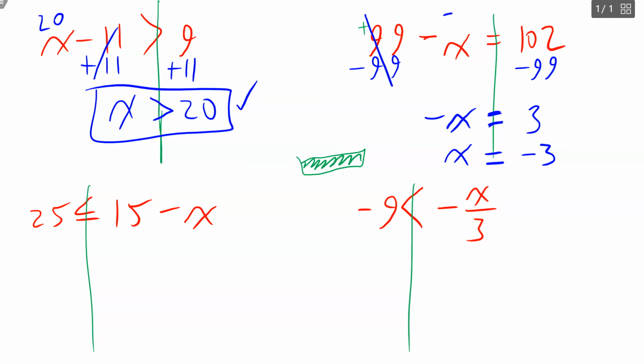Now I can substitute negative 3. 99 minus negative 3. Well, when you subtract a negative, you plus it, right? 99 plus 3 is 102. So that does check out. There is my final answer.